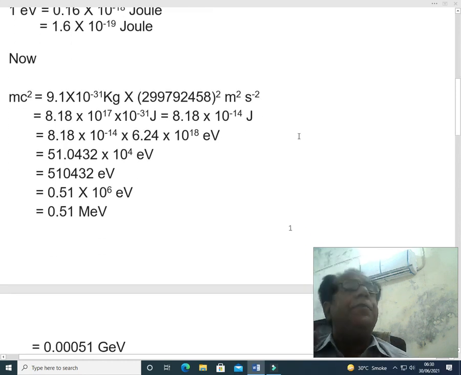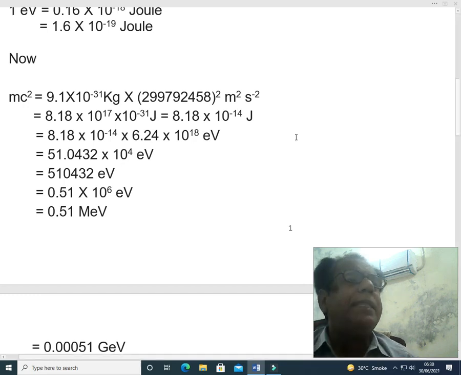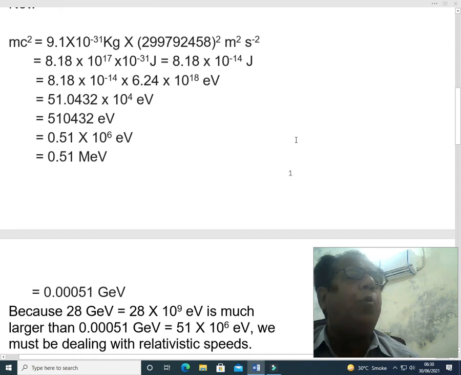Okay, now we calculate the value of mc square. We have just put in the values of m and c square, and after simplification, which we do not discuss in detail since it is just simplification, everything is clear and very easily understandable. So in this way mc square becomes equal to 0.51 million electron volt.